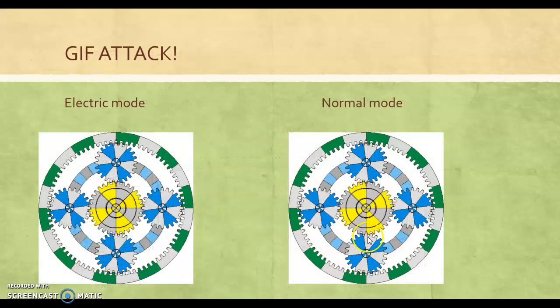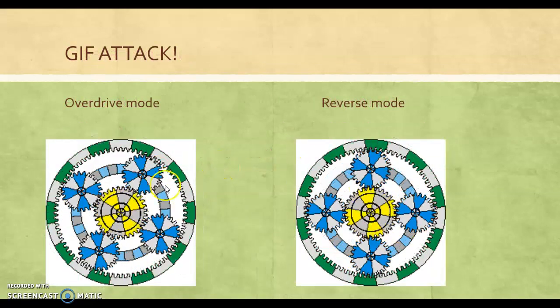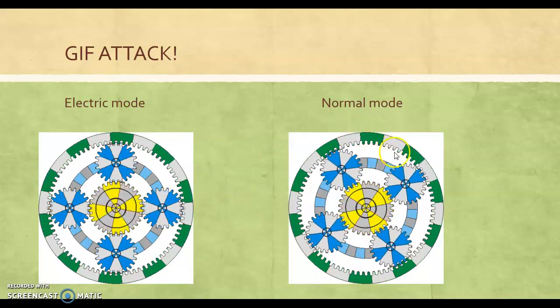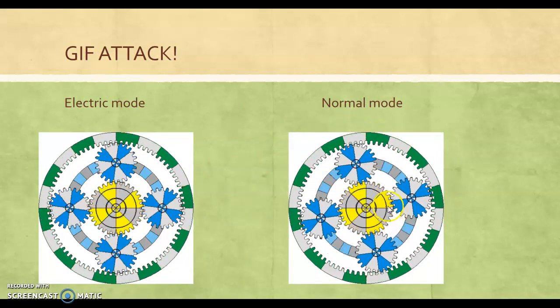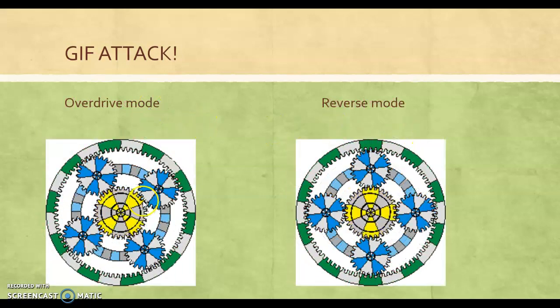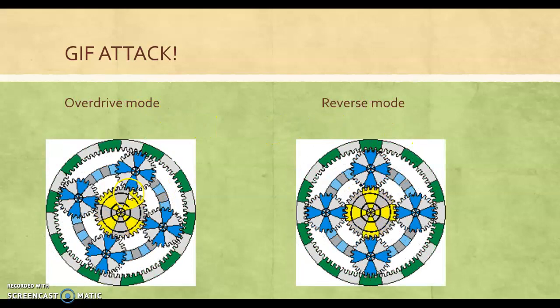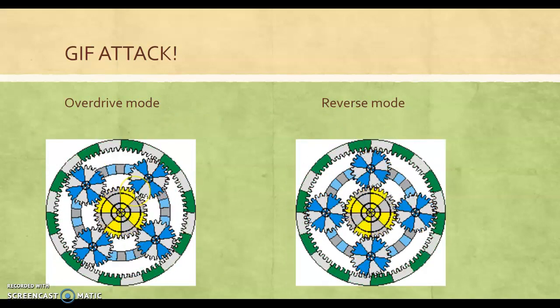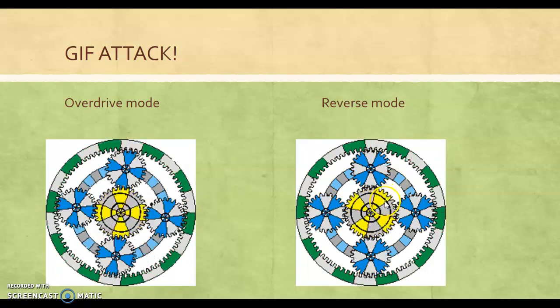Okay, and then if you look right here, oops, I missed one. Normal mode. So here the ICE is running, the vehicle's driving down the road, the electric motor's turning, and it's just cruising. And then here's overdrive. You can see that ICE is running and then the electric motor is turning backwards. That's part of that input to the planetary gear set. And then here's reverse mode.